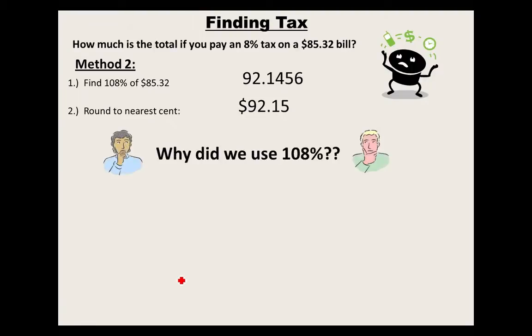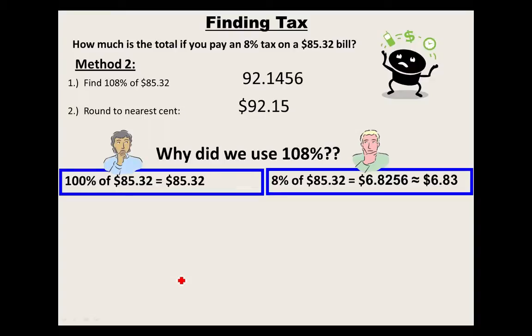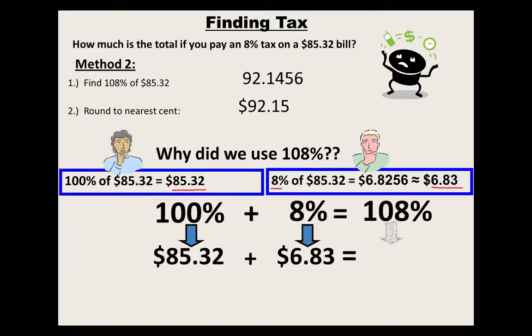Now let me kind of explain this. Why did we use 108%, and why did that work? I mean, we ended up not having to add, but we did the adding. We actually added the 8% at the very beginning. We added 8% to 100%. So here's the thinking here. 100% of something is itself, $85.32. 8% of something was right here. That's the tax, $6.83. So now you're going to do 100% plus 8%. That's 108%. 100% is 85.32. 8% is $6.83, and you get $92.15.